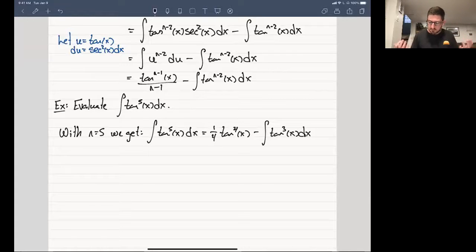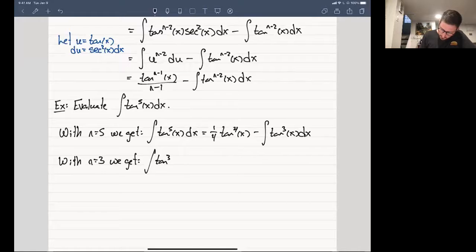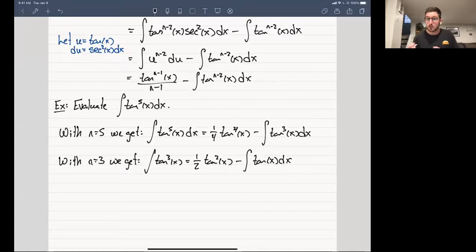Okay, still not solved. We still have a power of tan, but with the same formula, with n equal to 3, we get that the integral of tan cubed of x is equal to 1 over 2, 1 over n minus 1, tan squared of x minus the integral of tan of x, 2 powers lower. And we actually know the integral of tan of x. If you'd like, you can turn this into sine over cosine and do a substitution for u. You can find that this is equal to ln of the absolute value of cosine plus c.